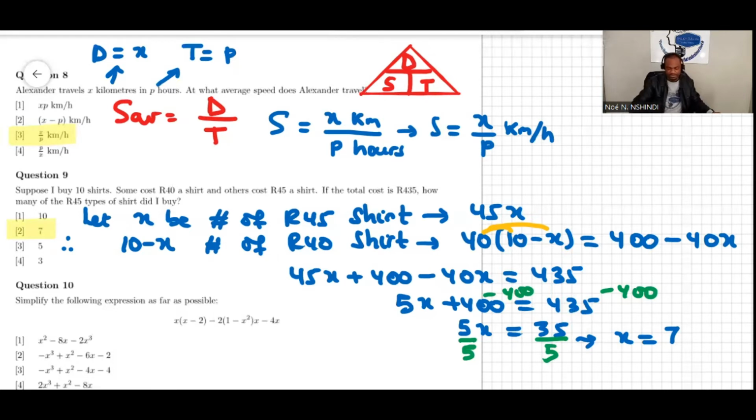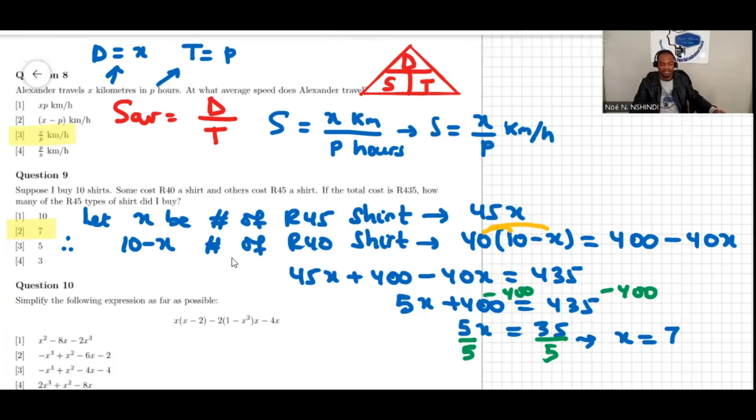Okay, let's go back and explain again. Because we don't know how many are 40 rand shirts and how many are 45 rand shirts, we can give them a variable. Let X be the number of 45 rand shirts. Therefore, the number of 40 rand shirts will be 10 minus X. Because the total number of shirts is 10, if this was 3, for instance, it's going to be 10 minus 3, so it's going to be 7 here.